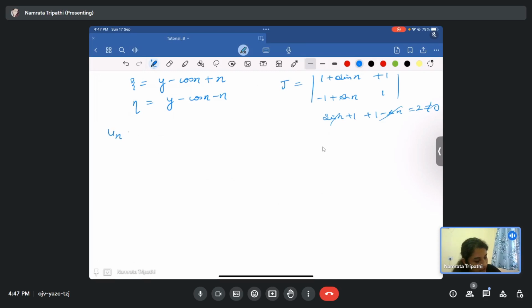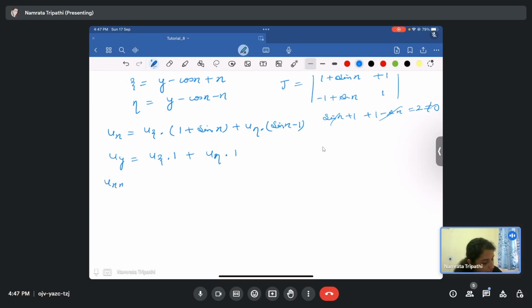ux. What is ux? u xi into xi of x. Xi of x is 1 and minus cos x will become sin x plus u eta. Eta of x is minus cos x, which is sin x minus 1. Fine. Similarly, u of y. u xi into xi of y. Xi of y is 1. u eta, eta of y is 1.